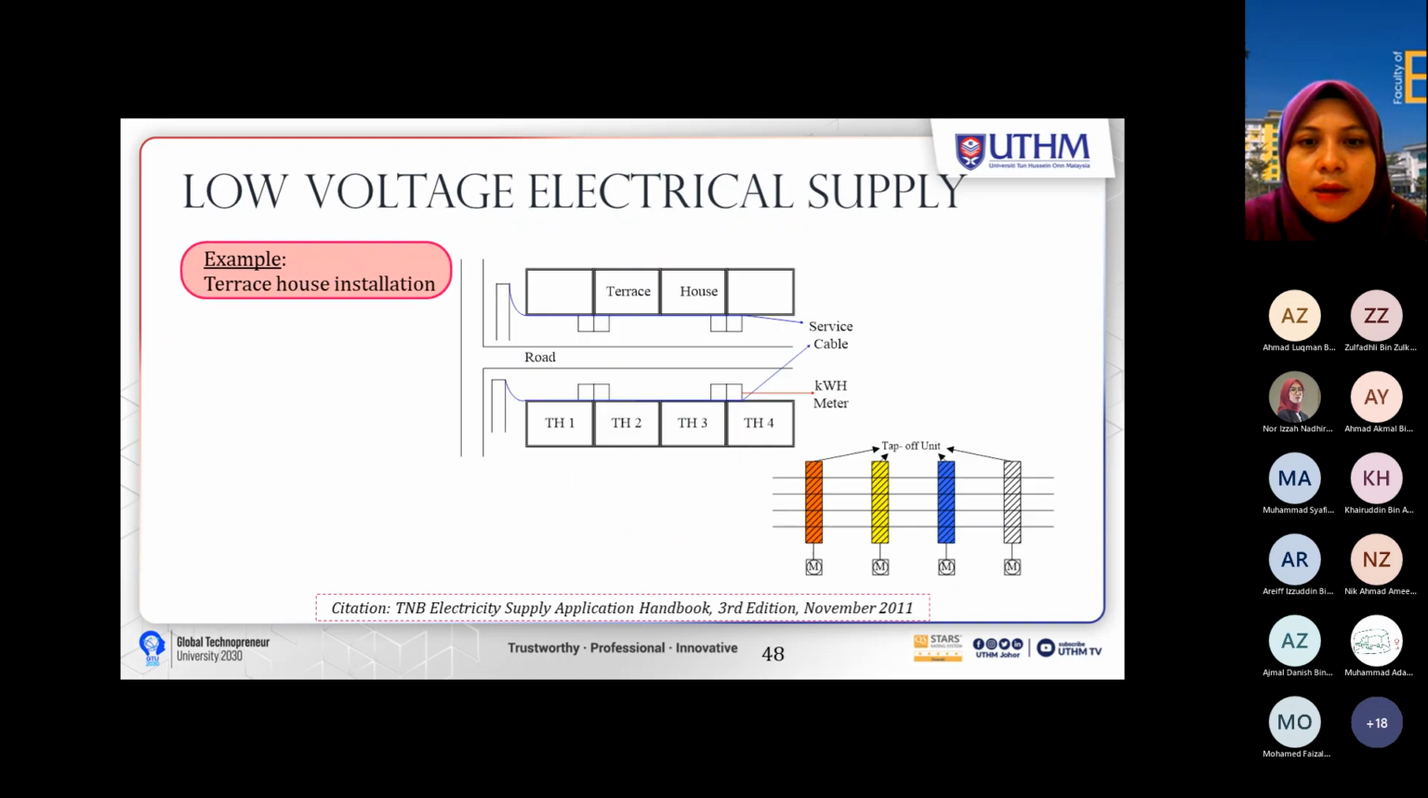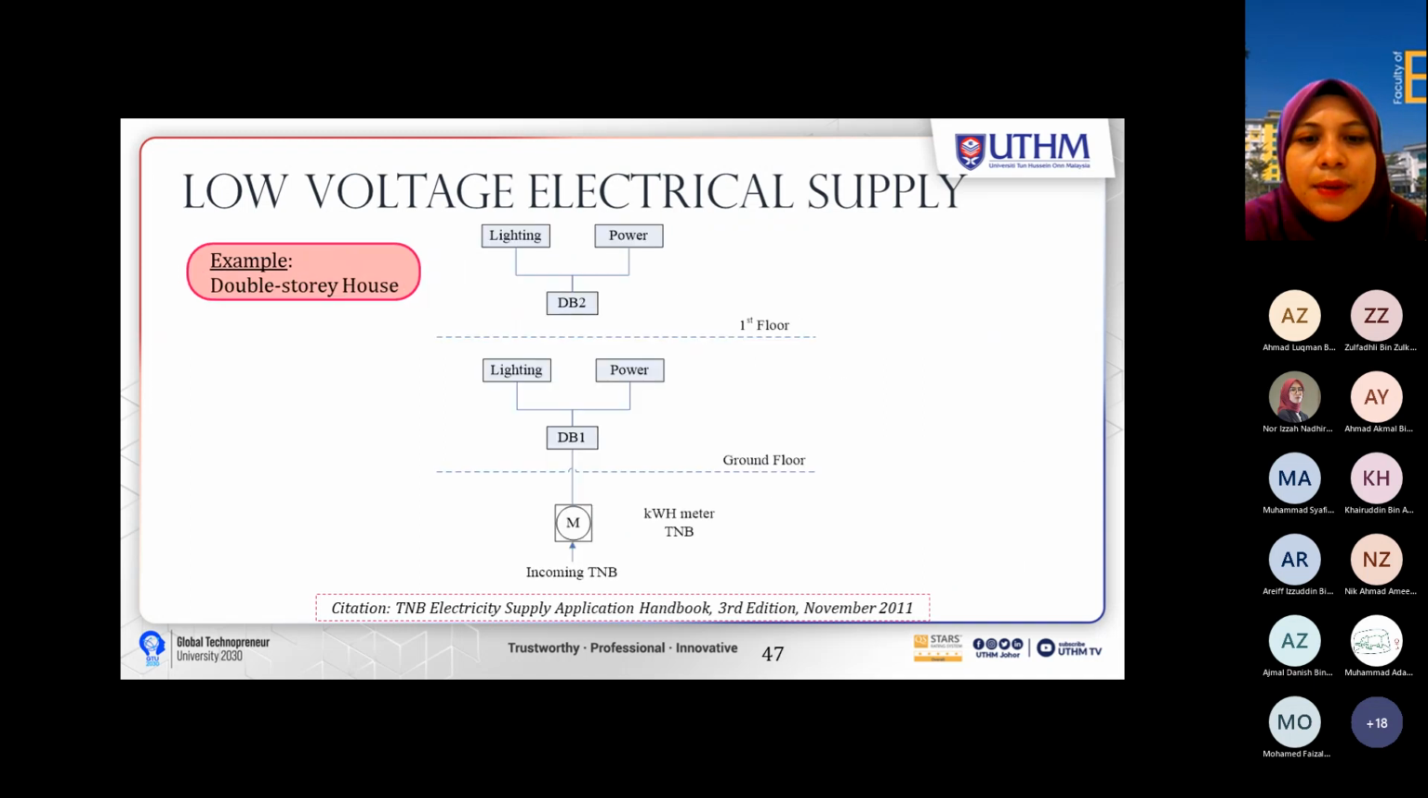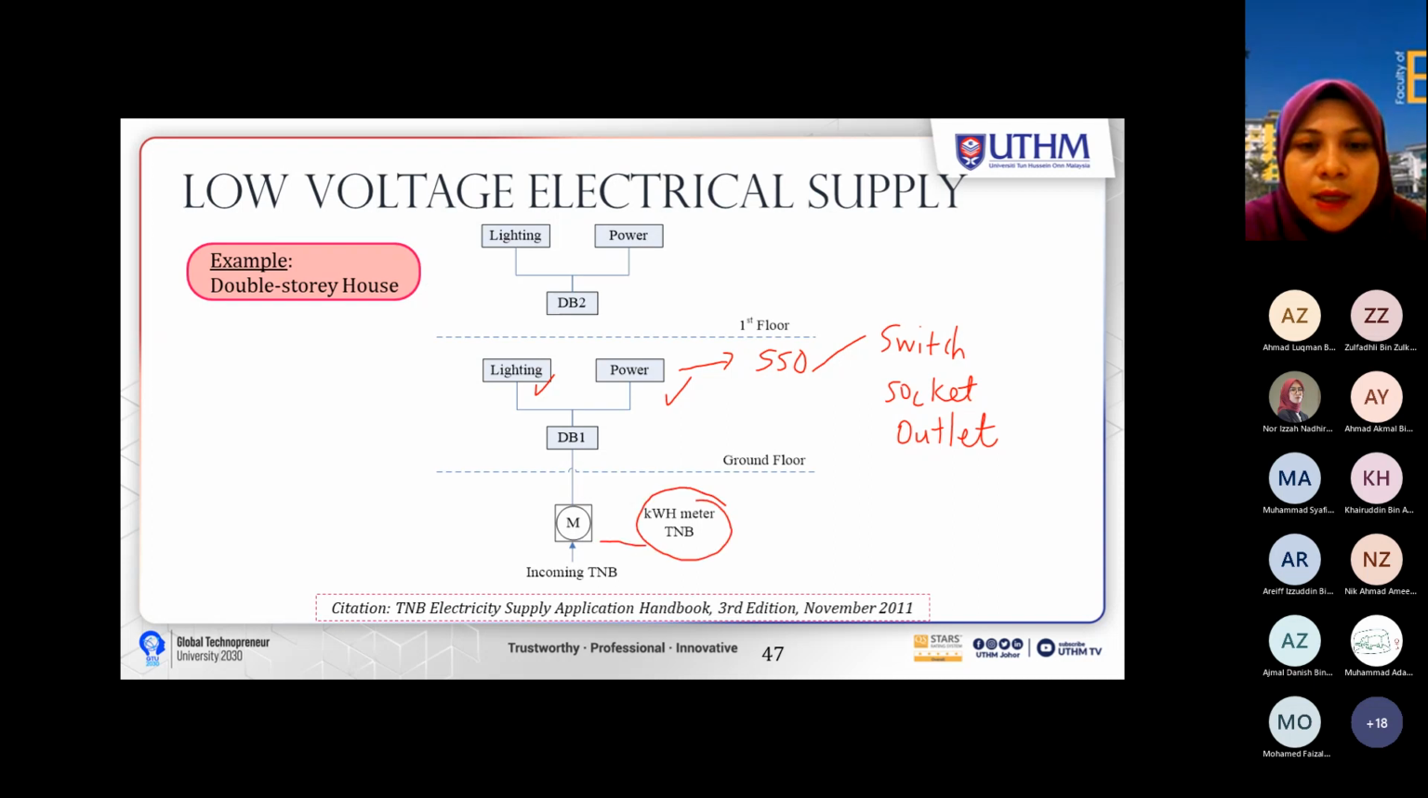Okay, this one is the usual practice that we do. Normally, for example, when you do the electrical system design, the two very important things are the lighting part, lighting points, and also the power. Power refers to the SSO, like I mentioned earlier, switch, socket, outlet. How many you want to determine in one house. So from the incoming TNB, this one is the kilowatt hour meter, the energy meter from TNB, like I told you just now.